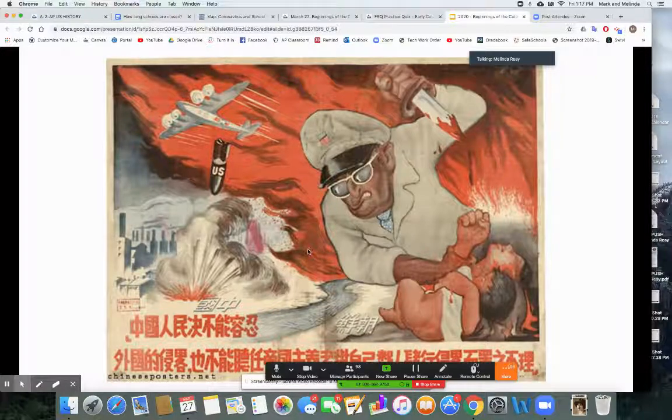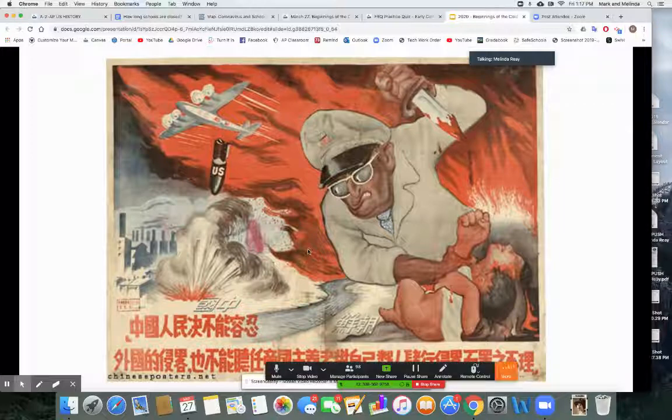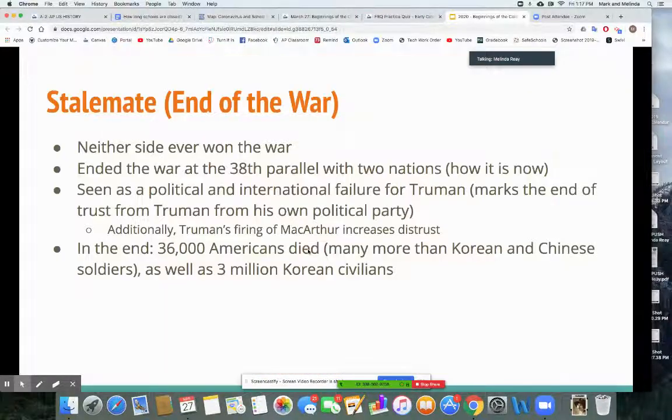And basically what happens is that they are going to have this massive public fight, and Truman fires Douglas MacArthur, who was the hero. It actually ruins Truman's career because Douglas MacArthur comes home as a hero, and everybody said we should have dropped all the bombs on China and basically obliterated China with all of our atomic bombs. So Douglas MacArthur is gone, and basically it ends in stalemate.